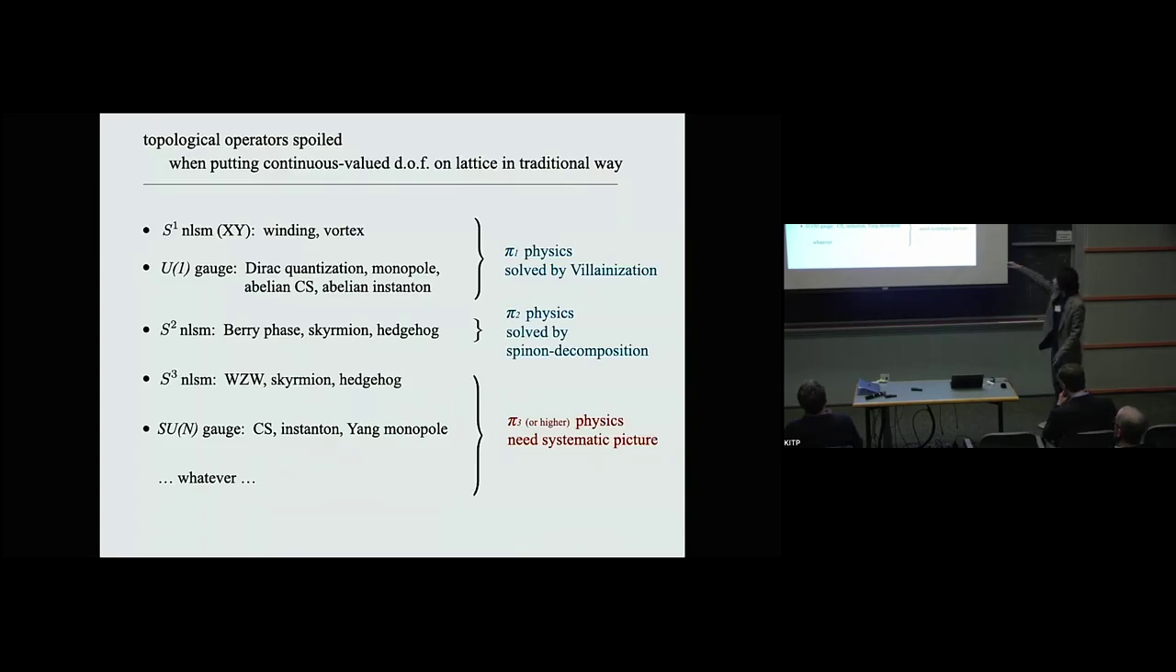But then the things we're more interested in now, for example, the S3 nonlinear sigma model, which is the pion nonlinear sigma model, where we want to focus on, for example, the skyrmion, which is the baryon, or the SU(N) gauge theory, where we want to talk about non-abelian Chern-Simons, instanton and Yang monopole. These are pi 3 physics, and of course there are other more general physics.